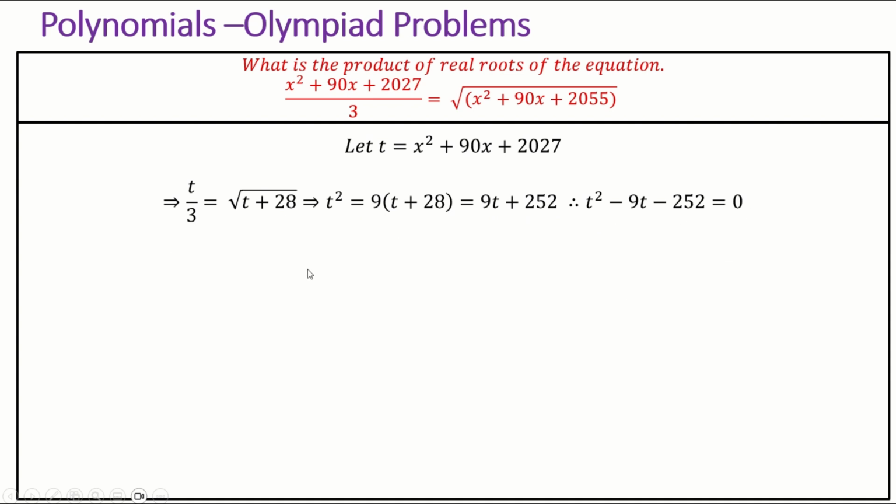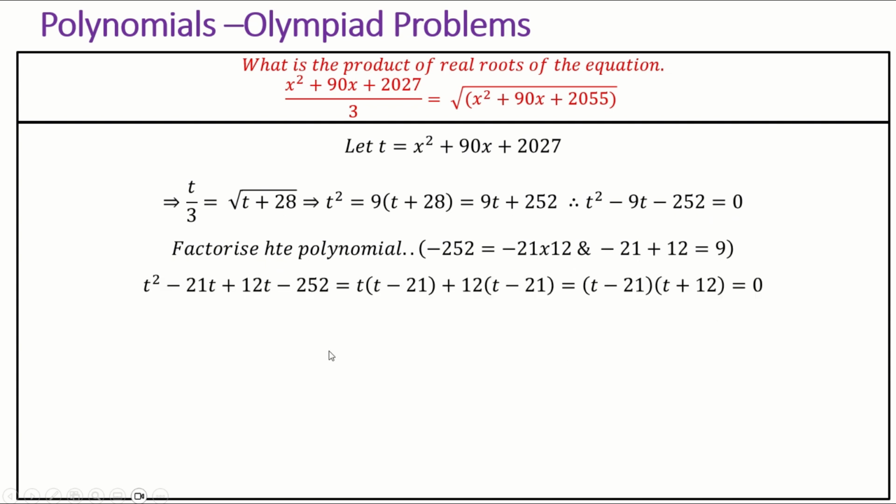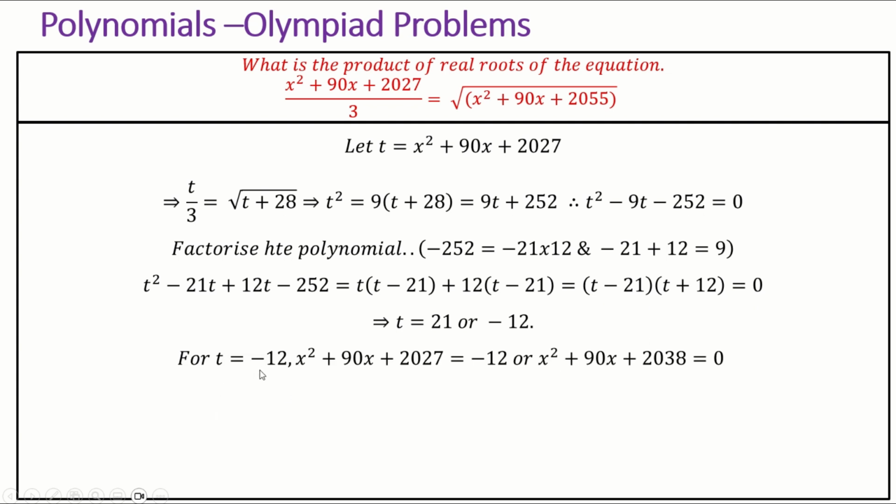Therefore, the new quadratic equation is t square minus 9t minus 252 equal to 0. Now factorize. Minus 252 you can write as minus 21 into 12, and minus 21 plus 12 is minus 9. So you factorize and get t minus 21 into t plus 12 equal to 0. So t equal to 21 or minus 12. Now take both cases. For t equal to minus 12, x square plus 90x plus 2027 equal to minus 12, or x square plus 90x plus 2039 equal to 0.